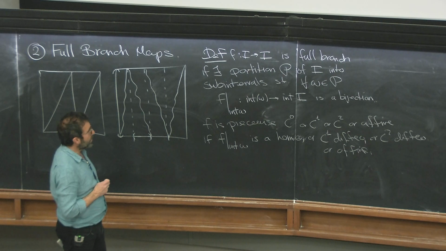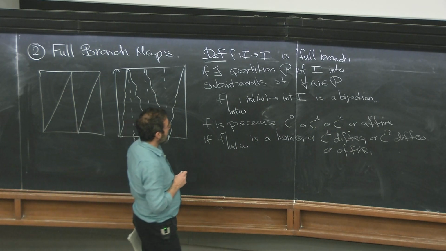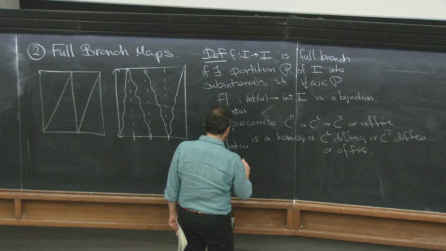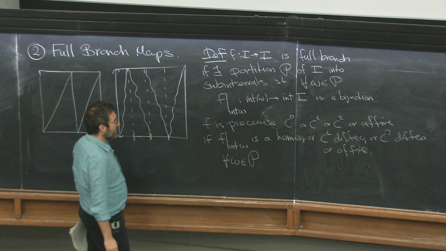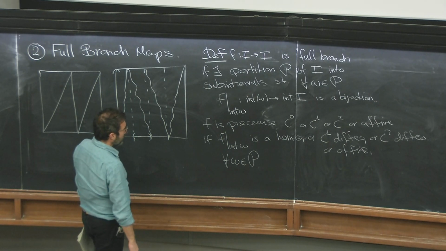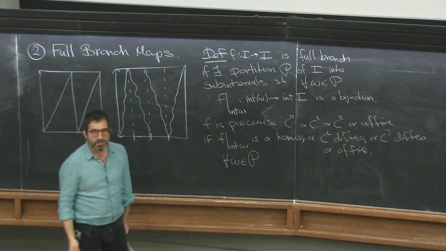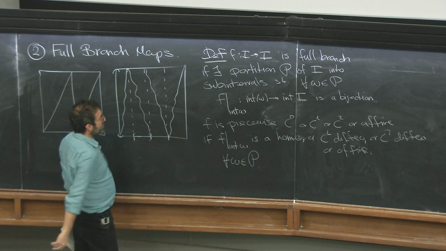Is this for only one subinterval or for all subintervals? For all subintervals, right? Yes, so we say that f is piecewise C0 if this is a homeomorphism for every interval. It's just terminology, right?